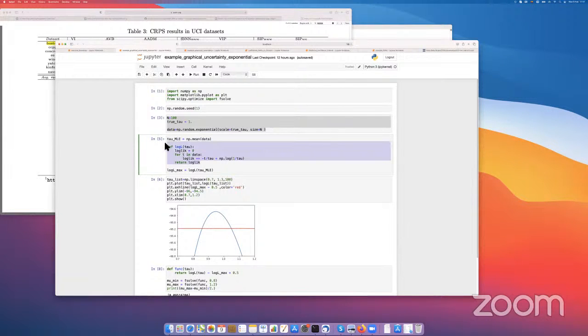And I have just defined my likelihood. This is a log likelihood when the likelihood is an exponential. The log of L max is just this function evaluated at the maximum likelihood. And then I plot, for a given tau in a given range, the log likelihood, and this is the blue curve here.